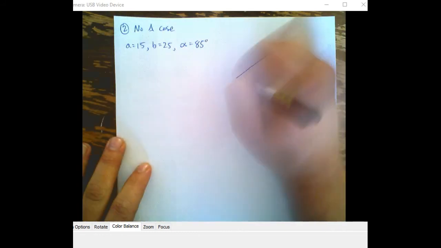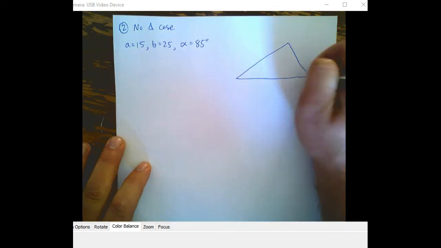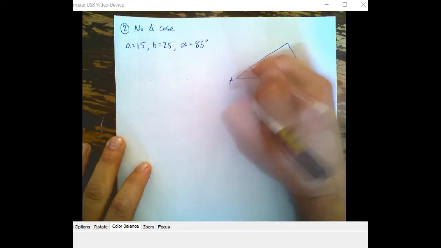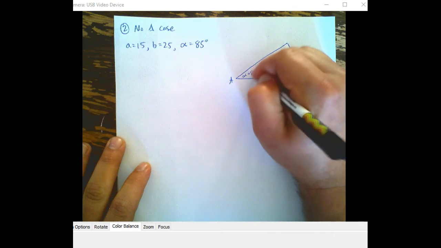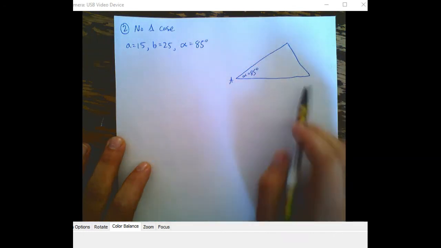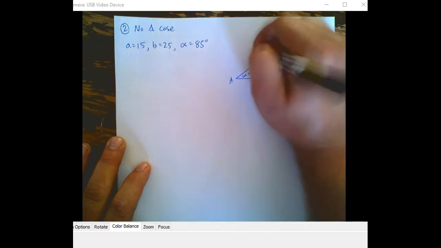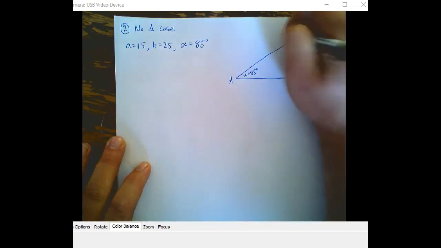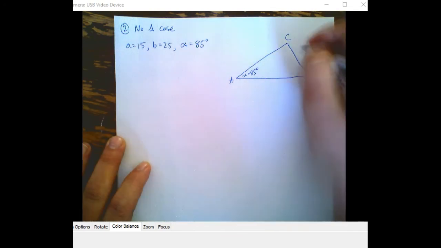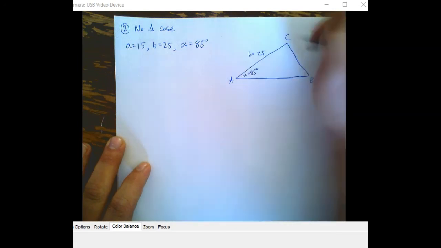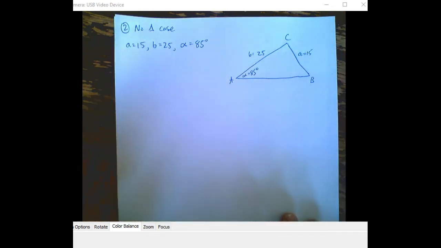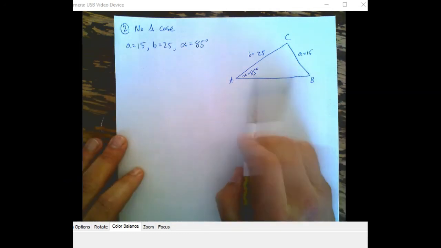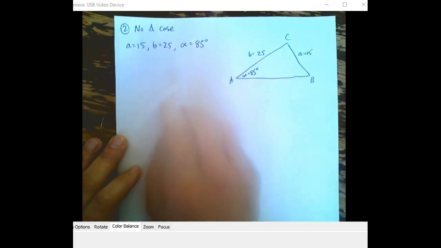So if we were to draw that, always put your given angle here. So that would be alpha is 85 degrees. Known value here, B down here, C up here, and 25 for B, little b, and 15 for little a. Okay. So let's look to see what happens when there's a no triangle case.